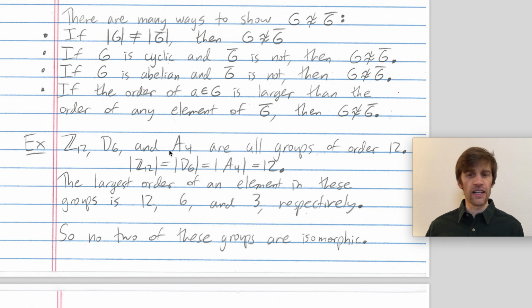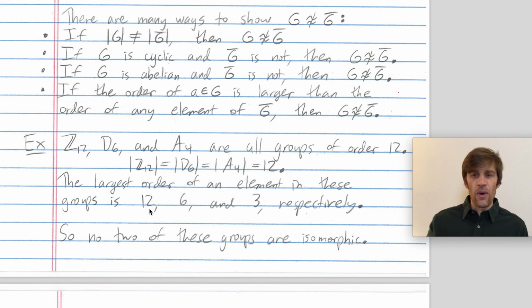So just by looking at the sizes of these groups, we can't tell them apart. They all have 12 elements. Okay, so we don't yet know whether they're isomorphic or not. However, there is a way to distinguish these groups. It turns out that the element of largest order in these groups is respectively of order 12 in Z12, of order 6 in D6, and of order 3 in A4.